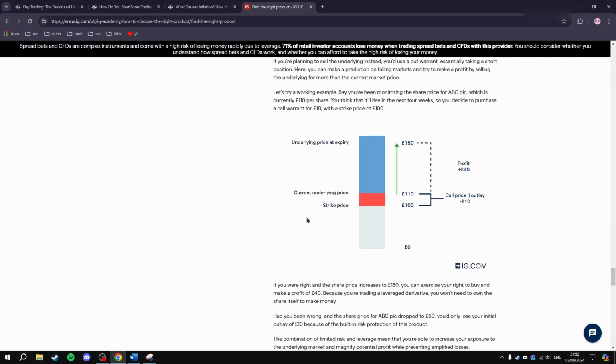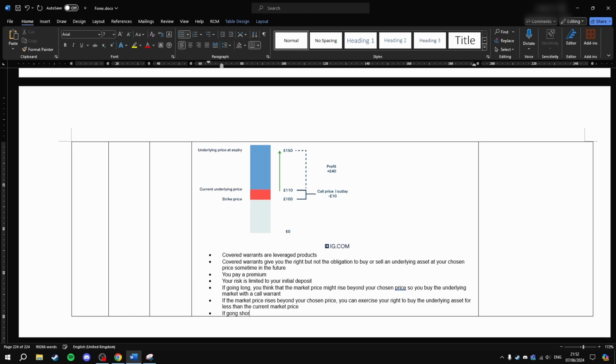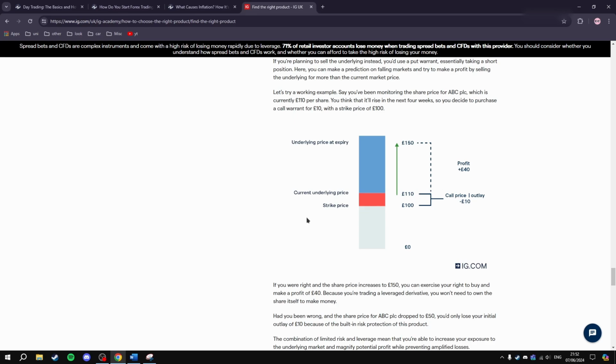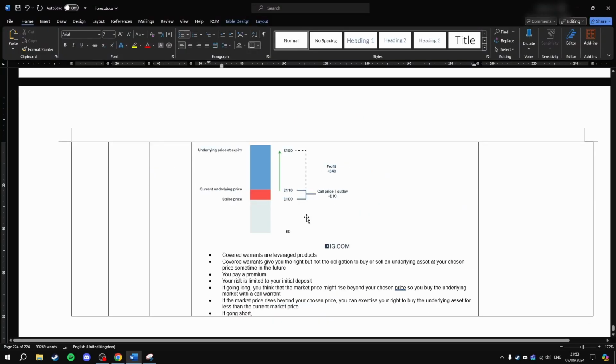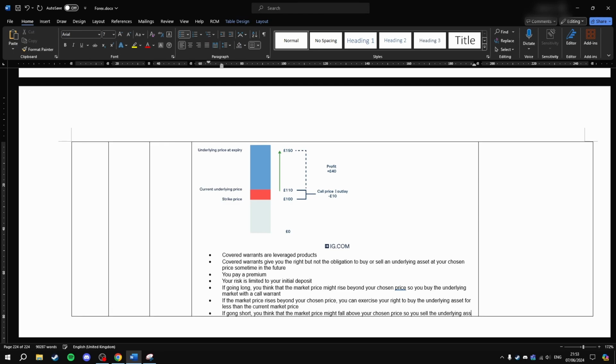If you're planning to sell the underlying asset instead, if going short, you use a put warrant, essentially taking a short position. Here you can make a prediction on falling markets and try to make a profit by selling the underlying for more than the current market price. So if going short, you think that the market price might fall below your chosen price, so you sell the underlying market with a put warrant.